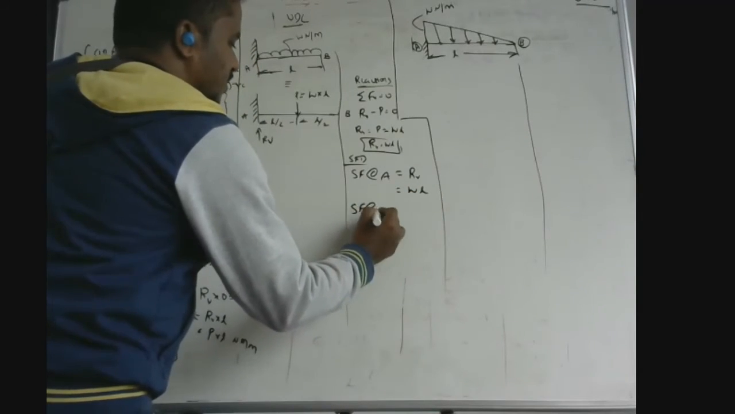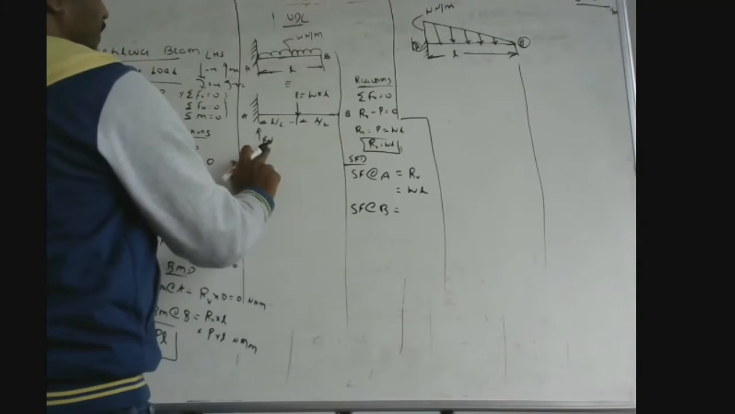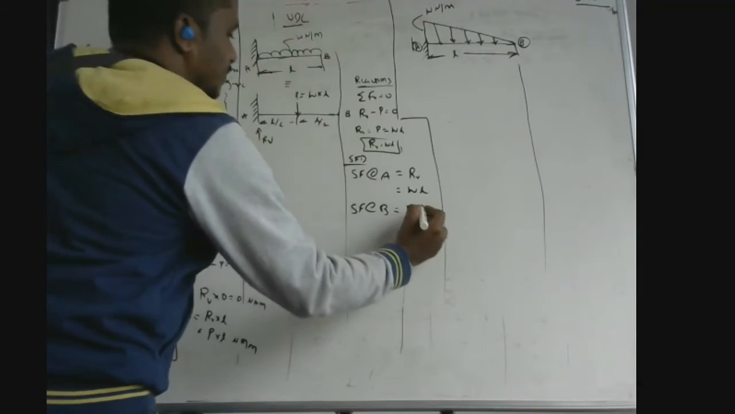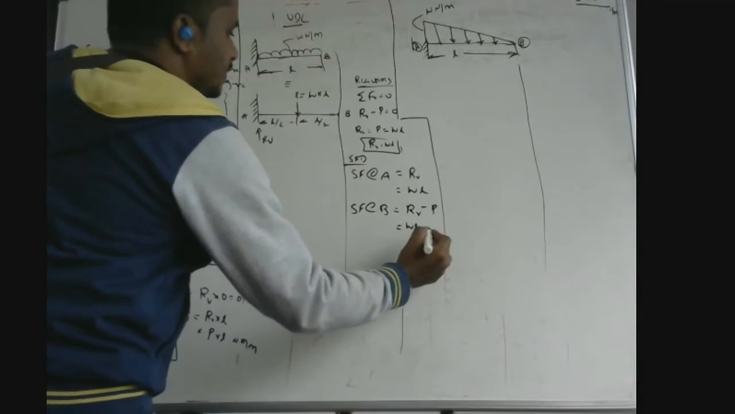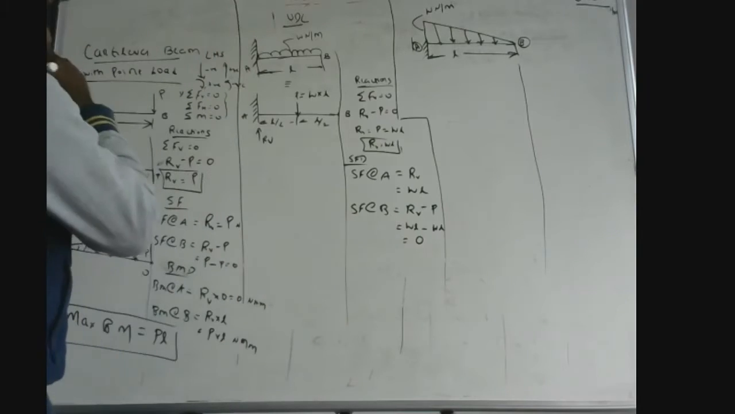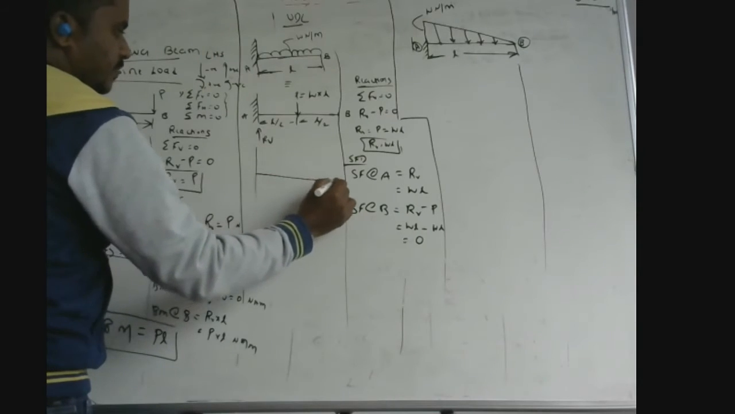Similarly, shear force at B. Shear force at B, here one is RV and one is minus P. Therefore, RV is nothing but W into L, and P is nothing but W into L. Therefore, WL minus WL will become 0. So we got the shear force at every section. We plot the graph now.